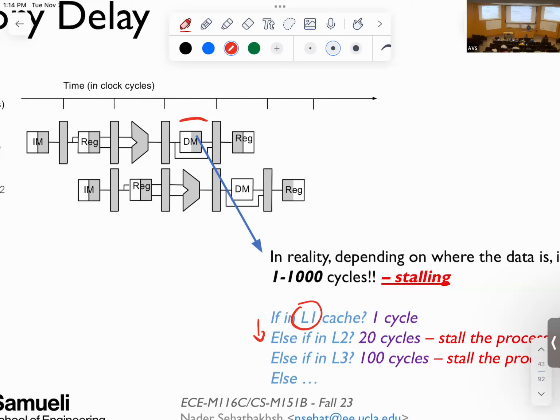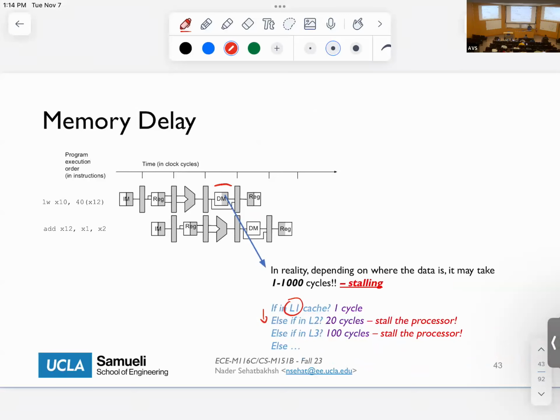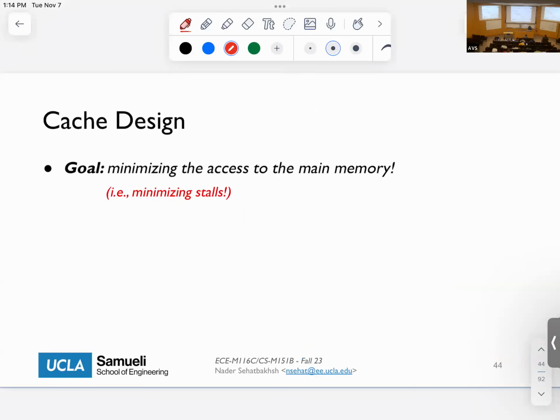What's really happening here is that if the data is not achievable in one cycle, then we're going to incur stalling, and then we're going to reduce the IPC, unfortunately, right? So that's why the memory delay is so important, okay? So now let's talk about how we actually design this. Basically the goal of the cache design, as I said, is minimizing the amount of time accessing the main memory, right? So minimizing stall. So all we talk about here is how we can access the data that is stored in the memory as soon as possible so that we don't incur stalls.